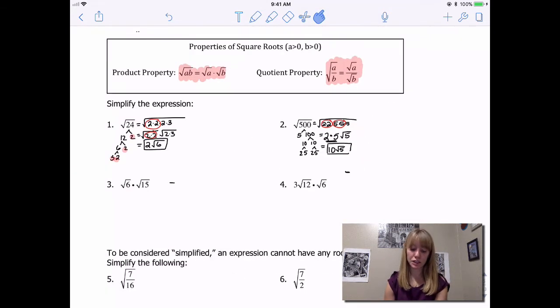The biggest thing I can tell you on these problems is really break them down all the way and then go ahead and start circling your pairs. It'll really help, especially as you're starting.